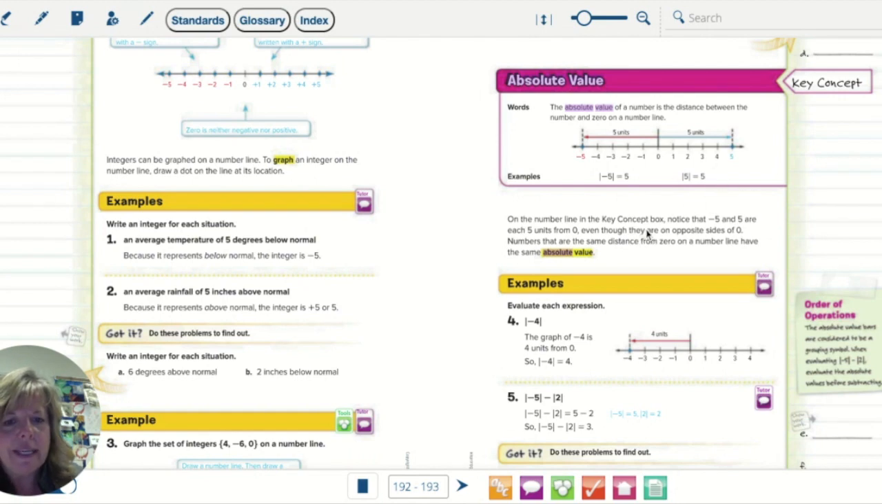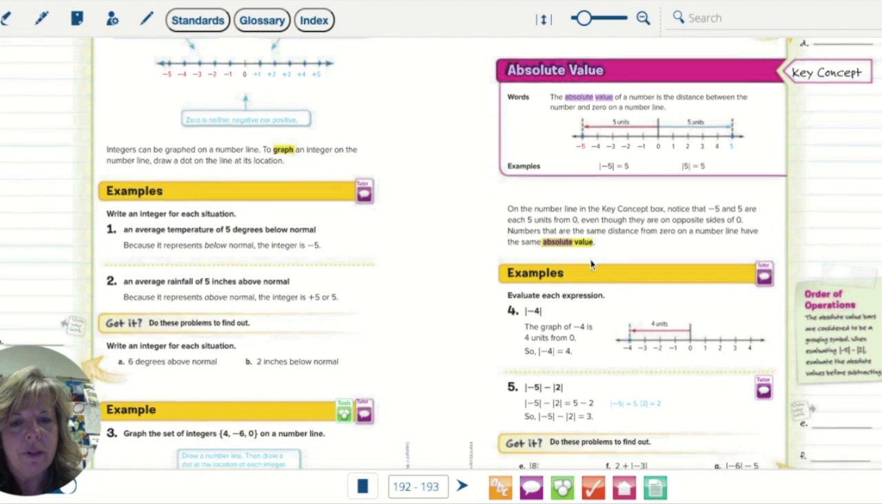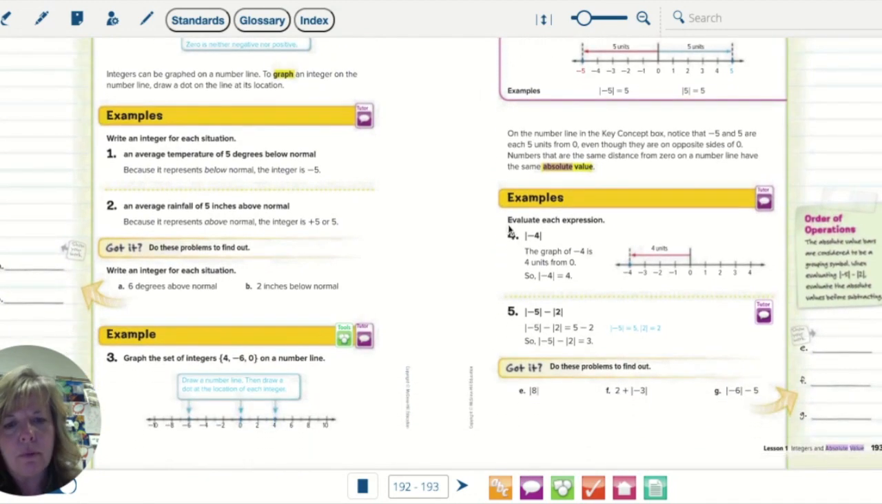On the number line in the key concept box, notice that -5 and 5 are each 5 units from 0, even though they're on opposite sides of 0. Numbers that are the same distance from 0 on a number line have the same absolute value. So let's try the next example.